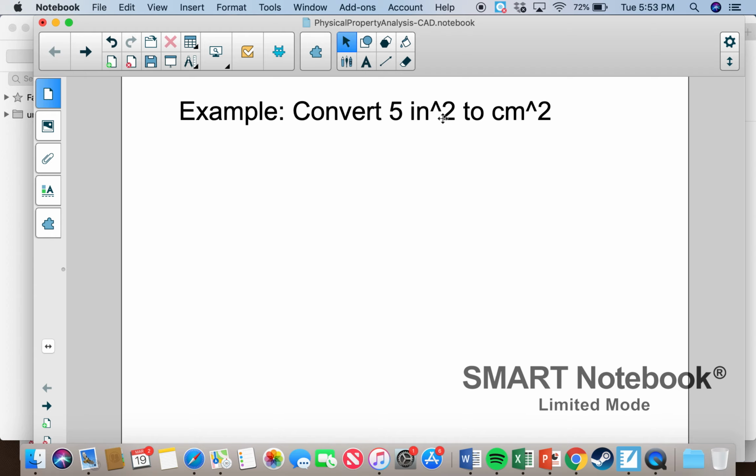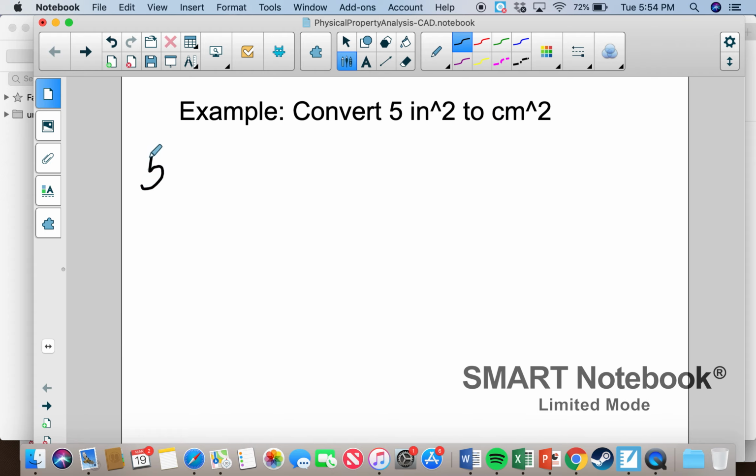In the physical property analysis assignment, the inventor is going to tell you surface area in terms of inches squared, and the assignment asks you to convert to centimeters squared. So you'll follow a process similar to the one I'm going to show you now. This example is asking you to convert 5 inches squared to the equivalent amount of centimeters squared.